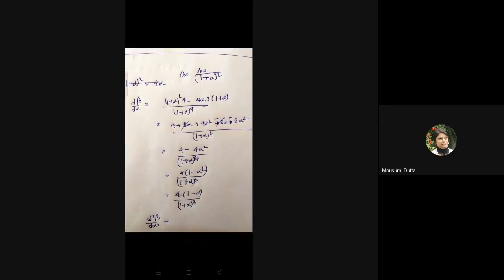4 into 1 minus alpha divided by 1 plus alpha whole cube. This is the right one. So everybody, please check this thing. This calculation is perfect and visible too. Many of you did the right calculation, however. So it is 4 into 1 minus alpha divided by 1 plus alpha whole cube. Thank you, Prithviraj.